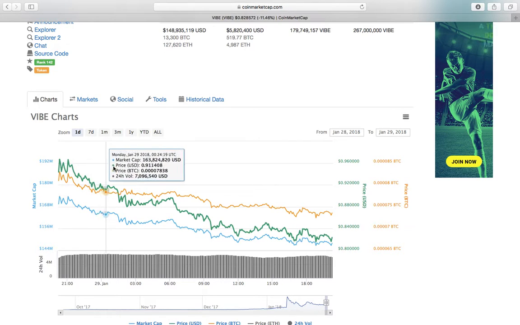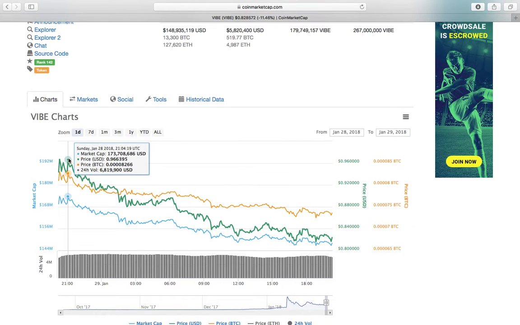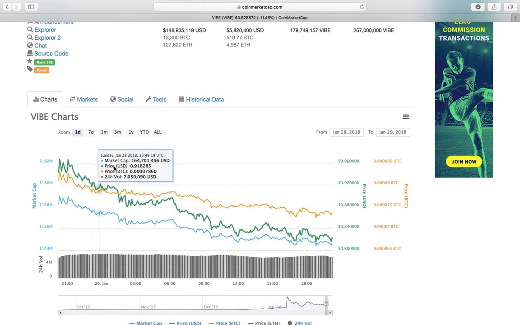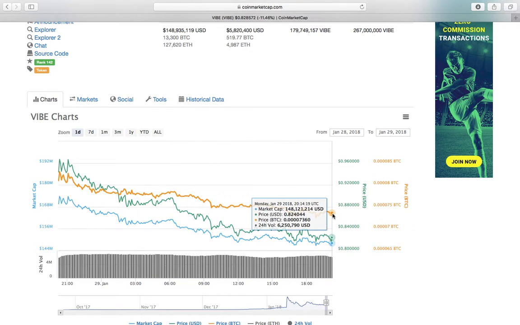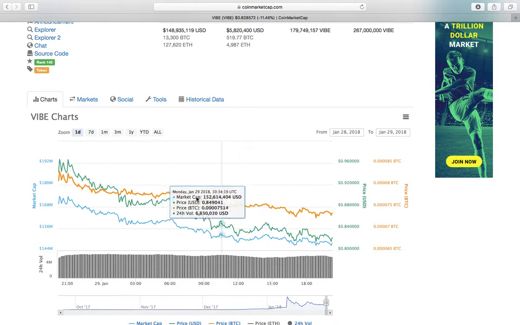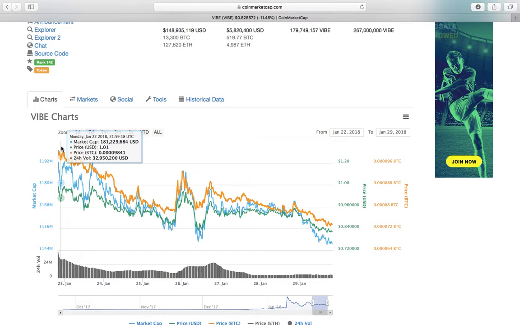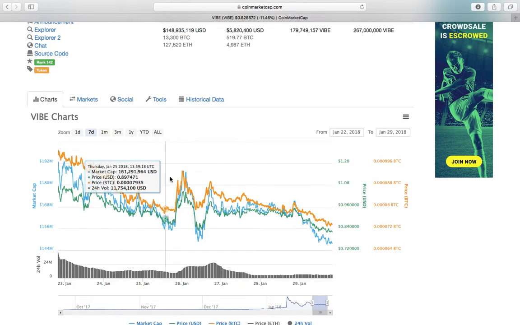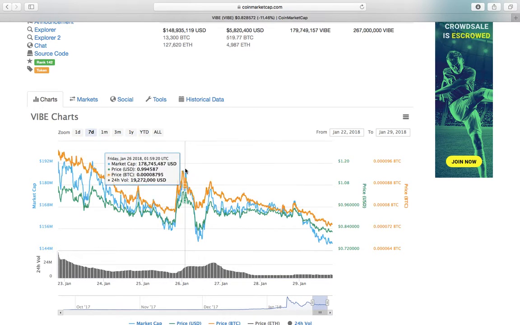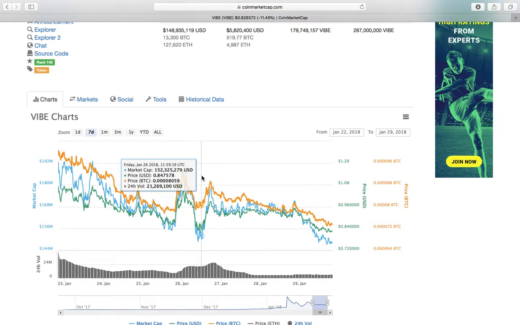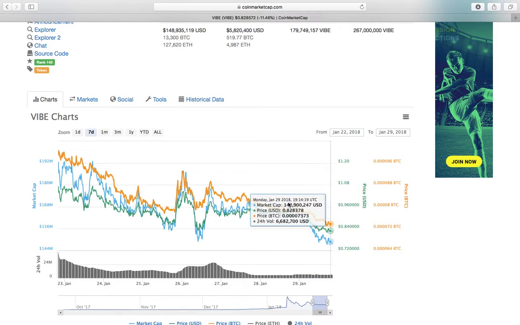You can move your mouse right along here. You can see that on Saturday, January 28th at 21:04, it was at 96 cents. And since then till now, it's at 84 cents. So it's taken a dip. Let's look past 7 days. You can see that it was all the way up to $1.01, came down to 86 cents, came back up to $1.04, down to 84, up to about $1, so on and so on, and drop down.